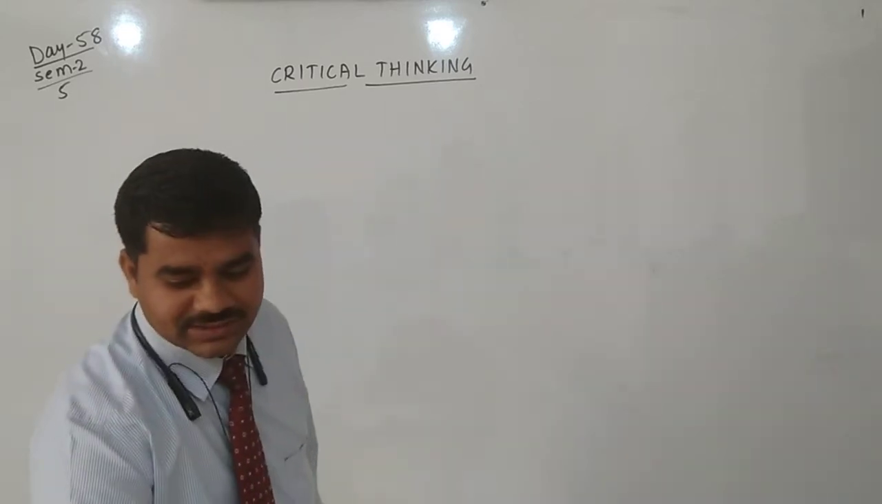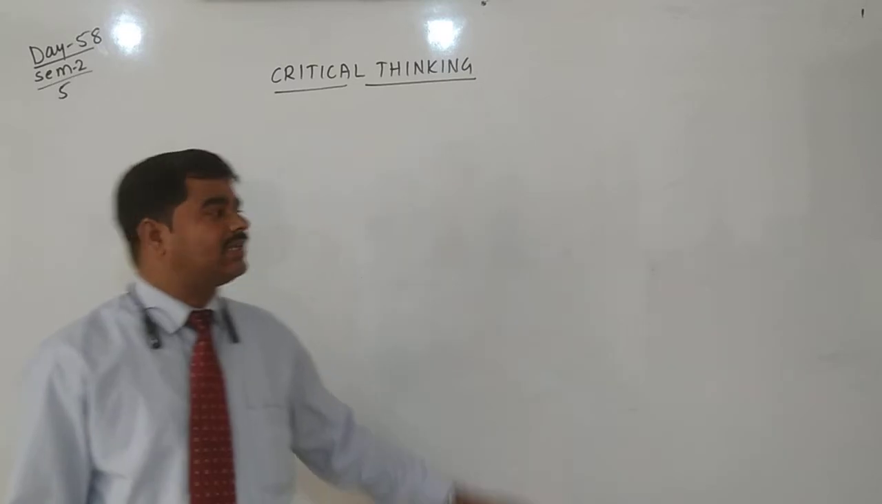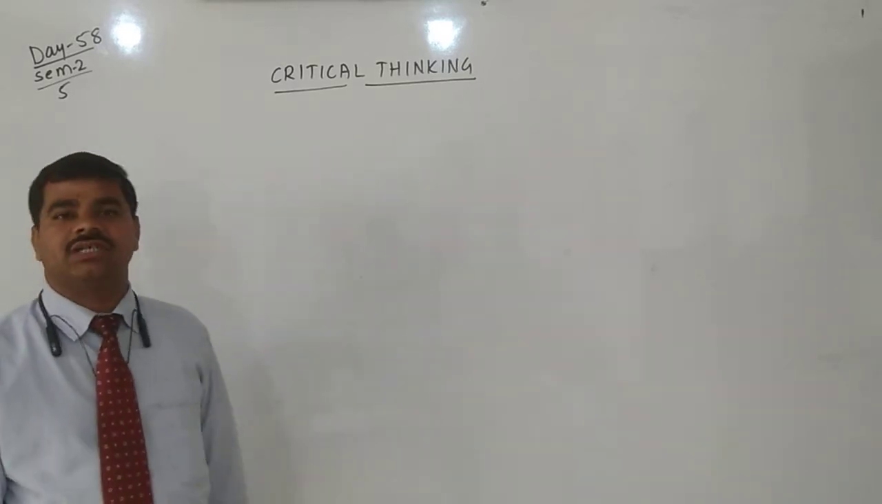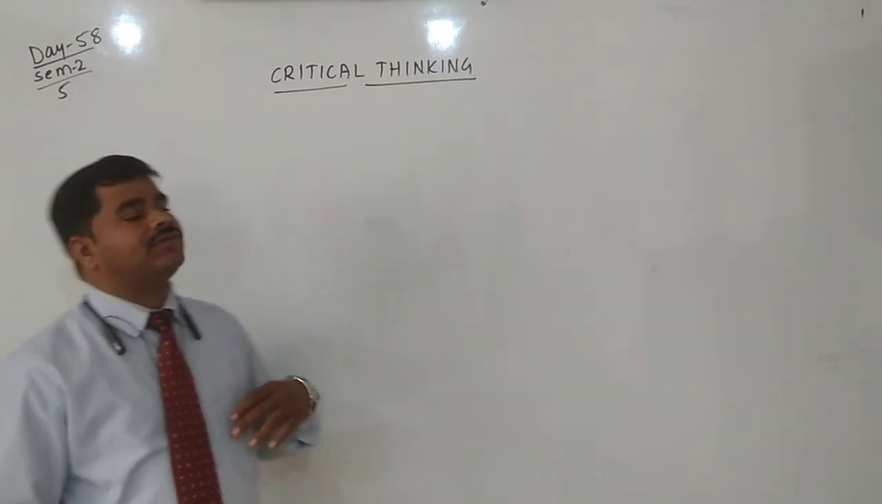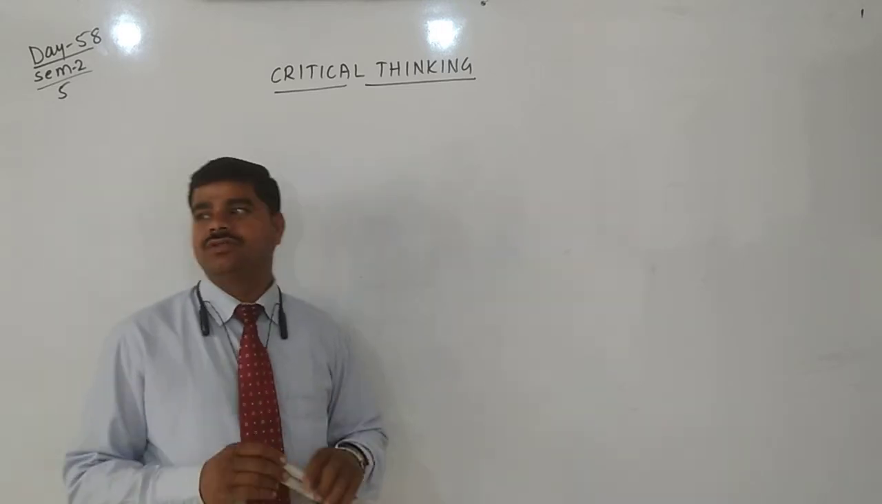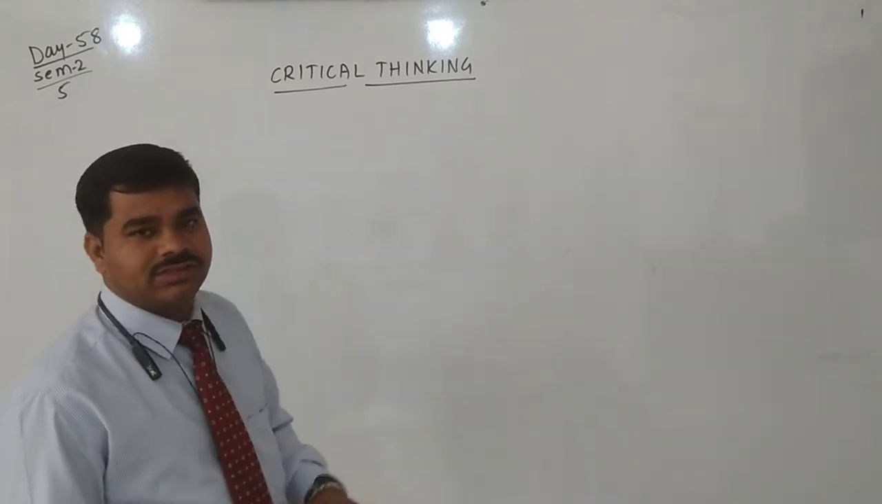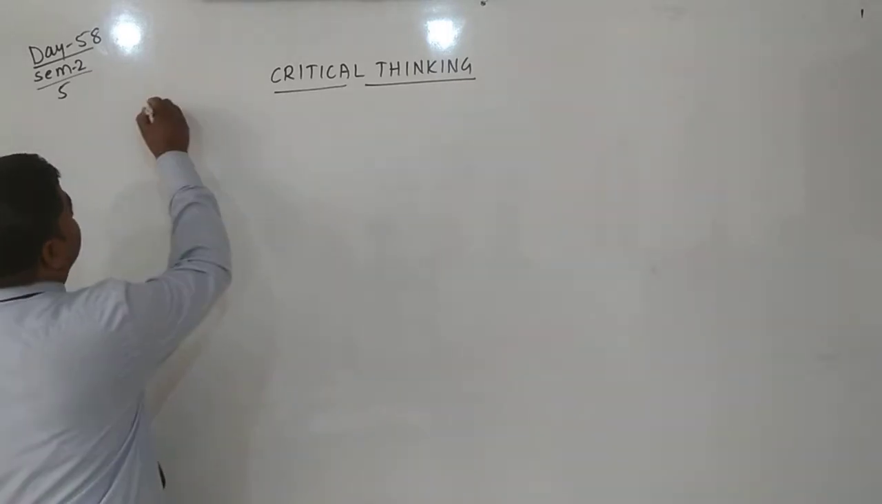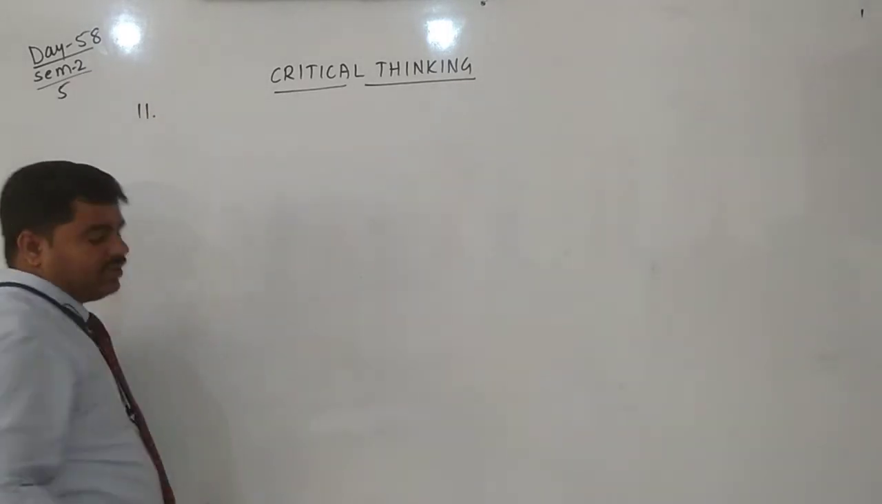In the previous class, we were discussing critical thinking, and we solved some problems, question numbers 1 to 10. Now again 10 questions are there, that is 11 to 20. Now we will start with question number 11. Write question number 11 neatly in your notebook.